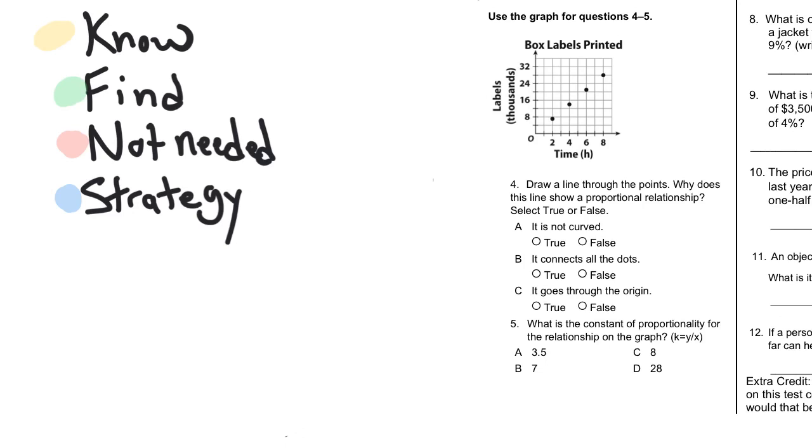So it says 4, draw a line through the points. Why does this line show a proportional relationship? Select true or false. So that's a clue. Why does it show proportional relationship, true or false? My guess is that these are probably all going to be true because it's saying it's not curved. That sounds like it's proportional. It connects all the dots. Yeah. It goes through the origin. Well, let's check. Let's see what we got.